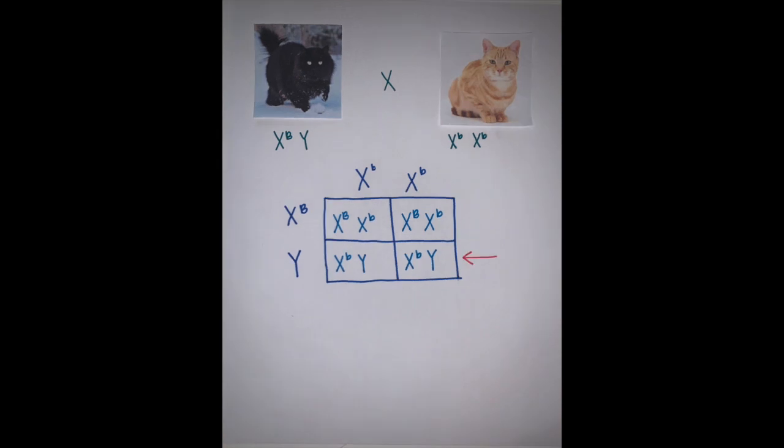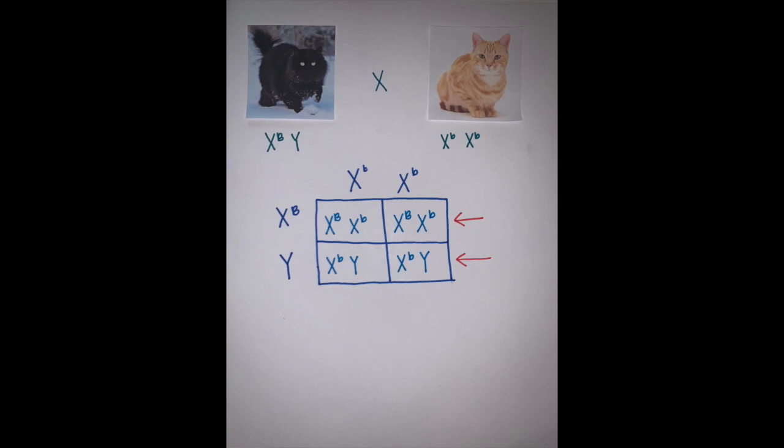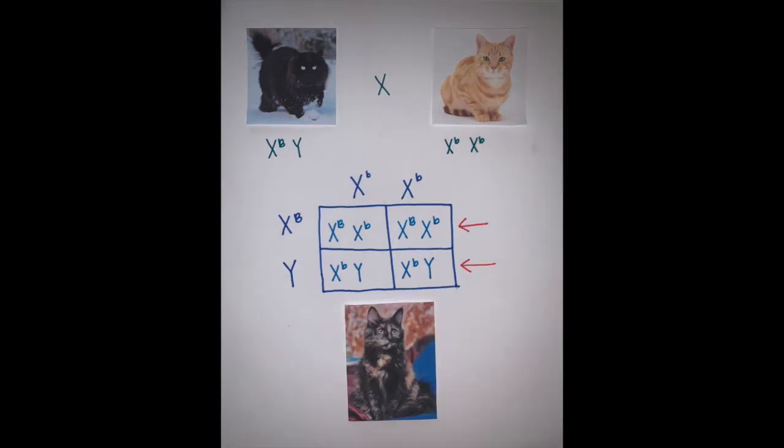If we crossed a black male with a yellow female, we would see all the males having one X with a little b and one Y, making them all yellow. For females, one X would have a big B and the other X would have a little b, creating the genotype for a tortoiseshell cat.